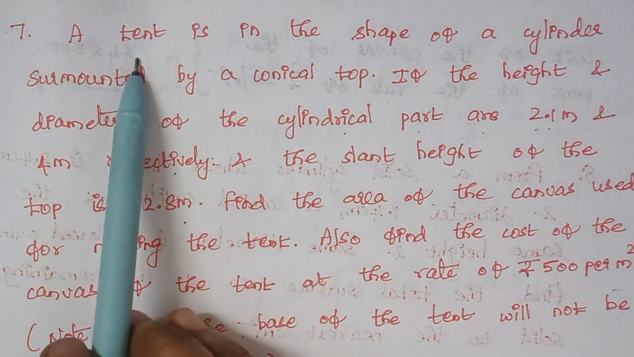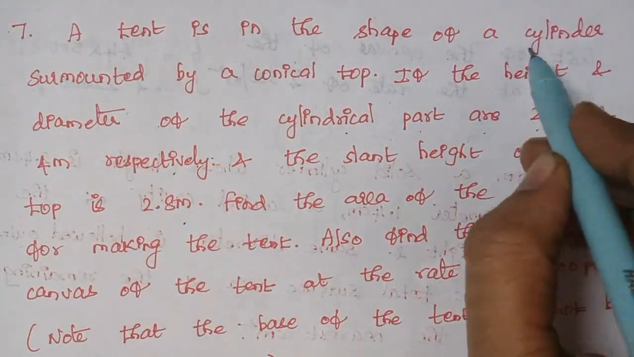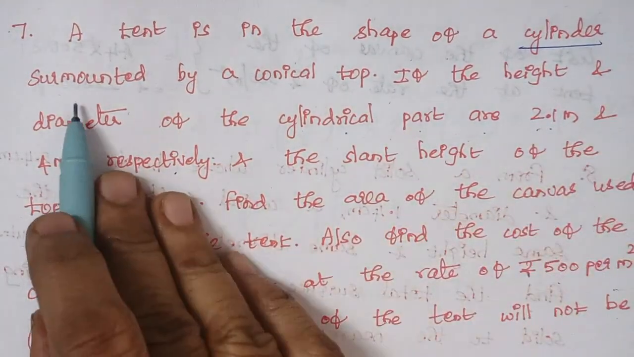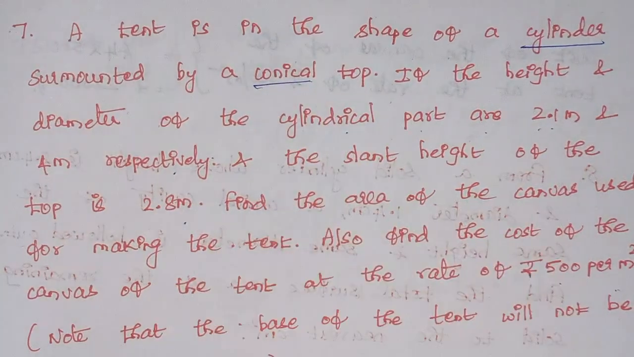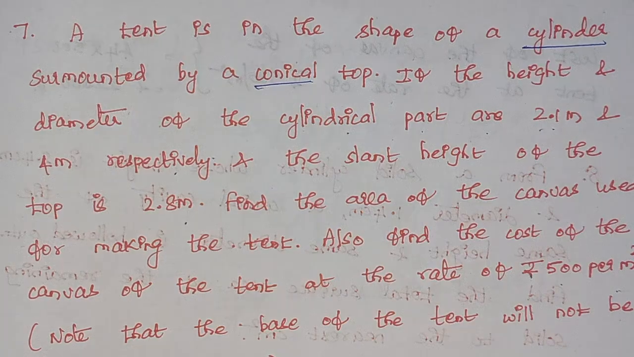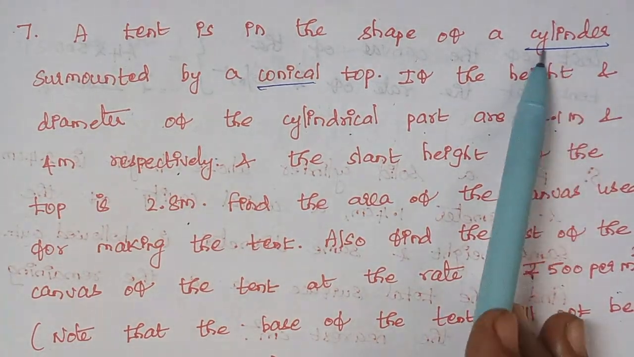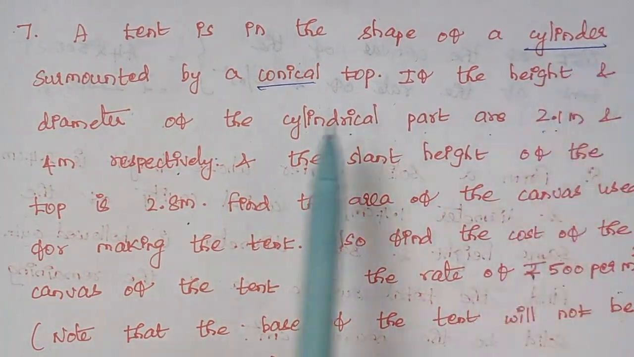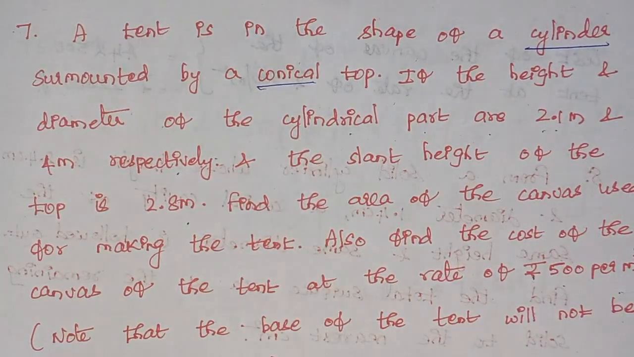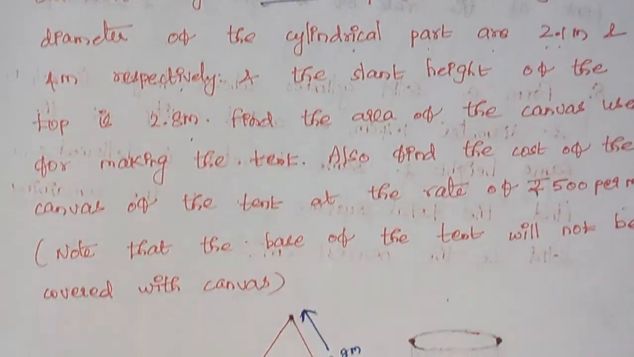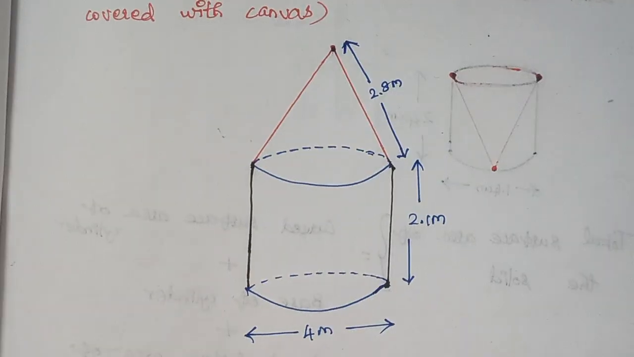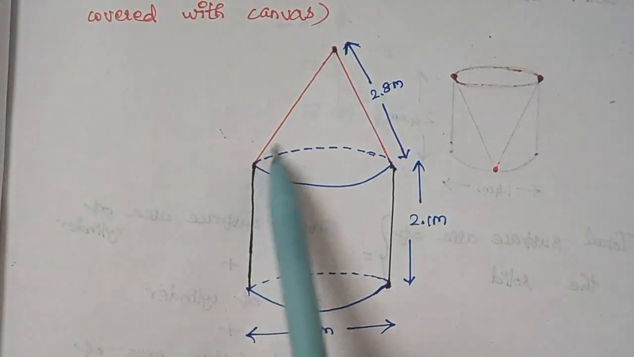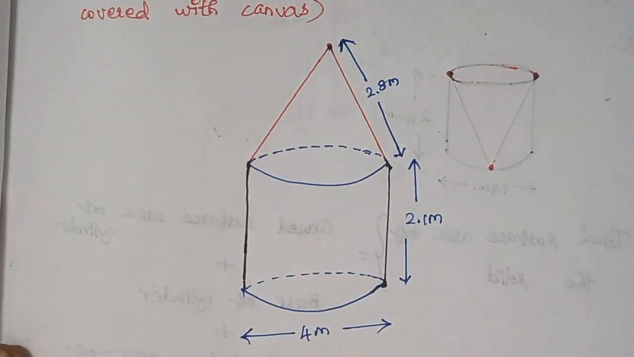We are having a tent which is in the shape of a cylinder. We are having a cylinder surmounted by a conical top. So here we are having a cylinder and a cone, right? So how are they? First we are having a cylinder and that cylinder is surmounted by a cone, right? So first draw a cylinder, right? You should draw the cylinder first and it is surmounted by a cone here, right?